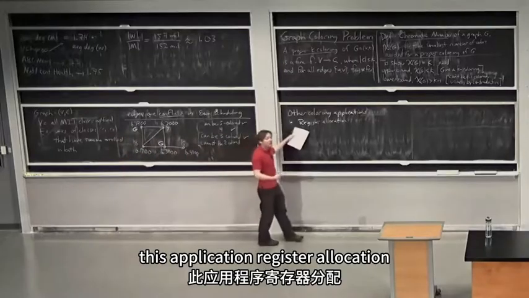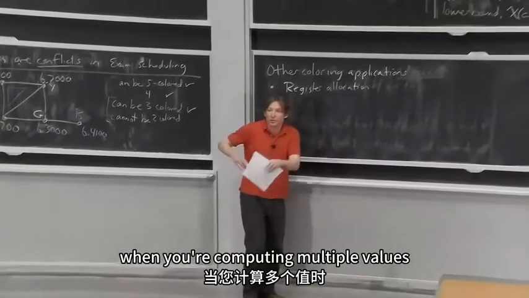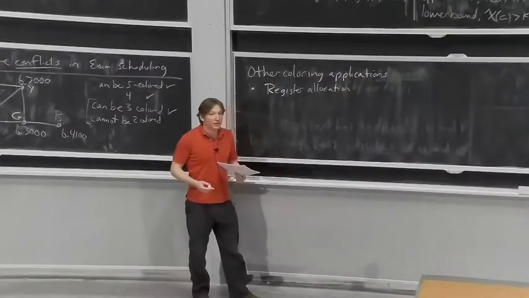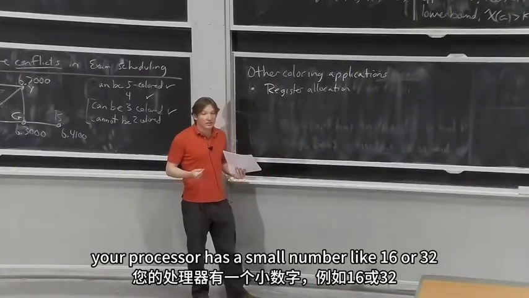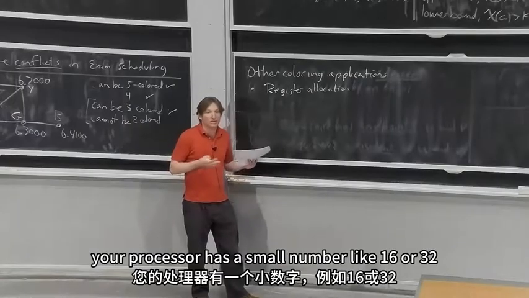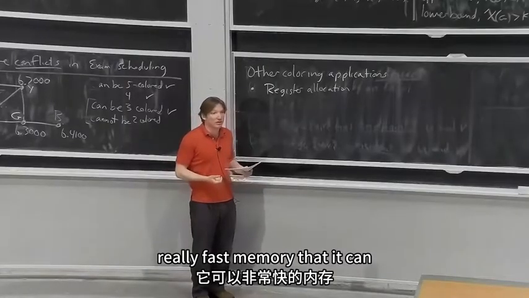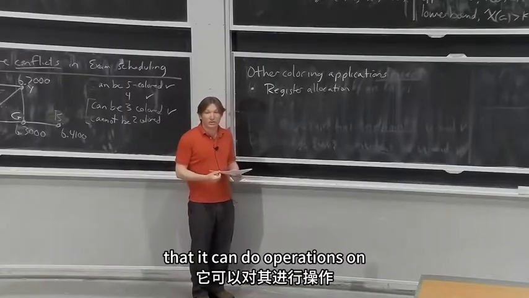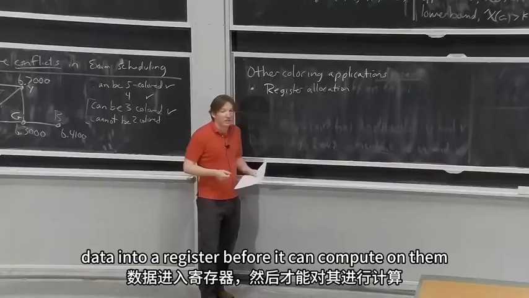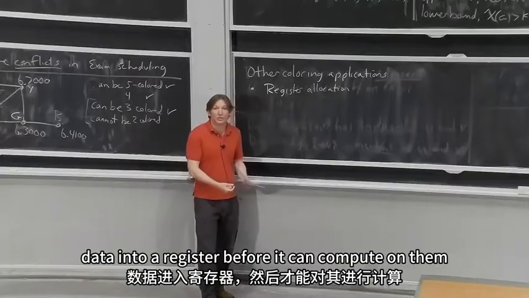So this application, register allocation, when you're computing multiple values, your processor has a small number, like 16 or 32 registers, which are really, really fast memory that it can do operations on. And in fact, it has to bring data into a register before it can compute on them, usually.